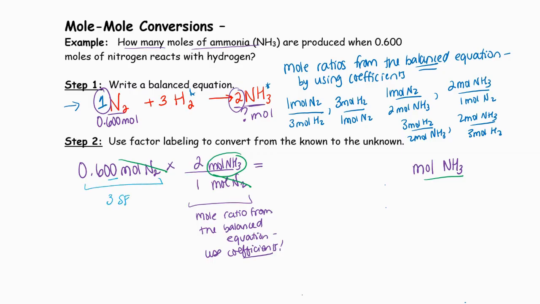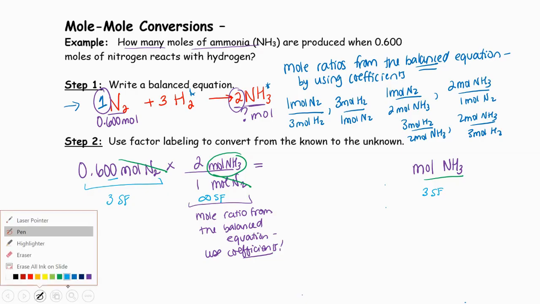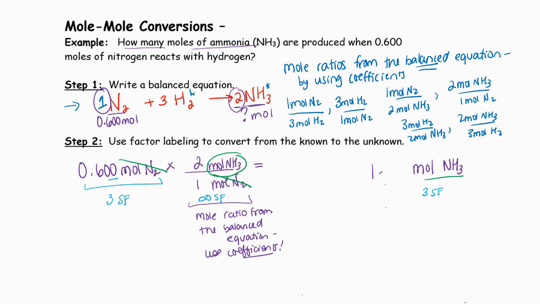The zeros here are at the end of the number and to the right of the decimal, and this is infinite significant figures. It's a conversion factor. So the 2 to 1, it's exactly 2 moles of NH3 for every 1 mole of N2. So our final answer should have 3 significant figures. I do the multiplication and I have 1.20 as my answer, and I'm done.